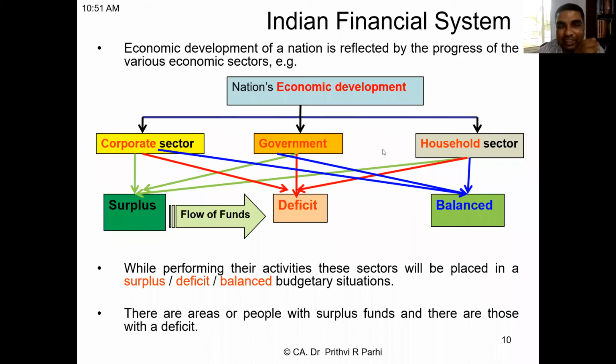Then only the system will run. Are you getting it? Meaning money from surplus sectors should move to deficit sectors so that the system will run. How is it possible? Therefore, the government encourages: if you keep money in this particular deposit, you'll be getting interest. So excess money flows to the banking system. Is it not? Or somebody wants money, he can take money from the banking system. So that is how money flows. We are keeping money in the bank, and the business sector is taking money from the bank. So is it not ensuring movement of money from the surplus sector to the deficit sector?